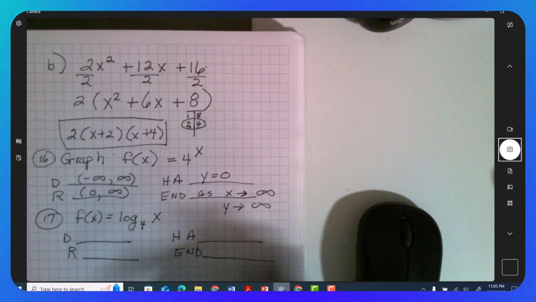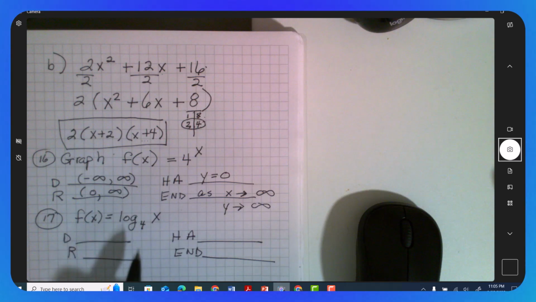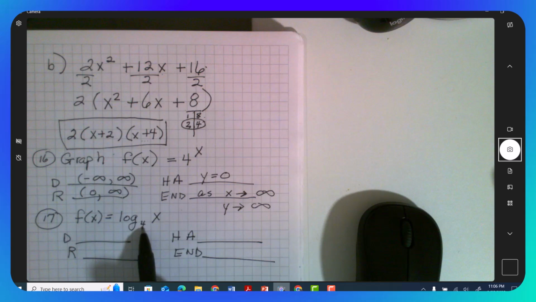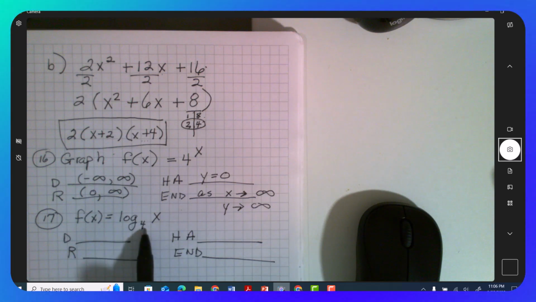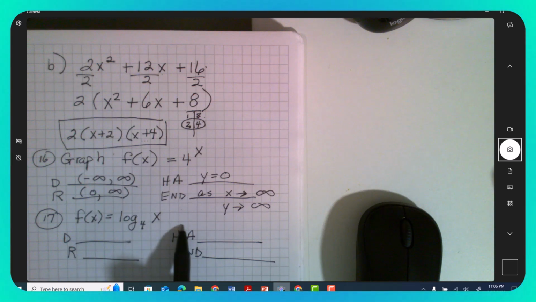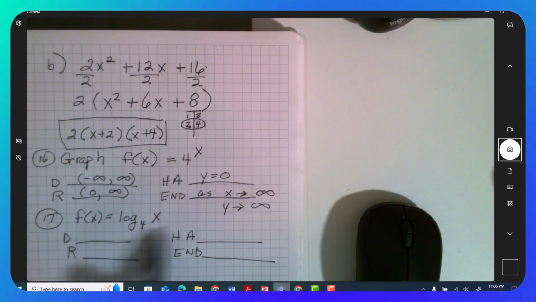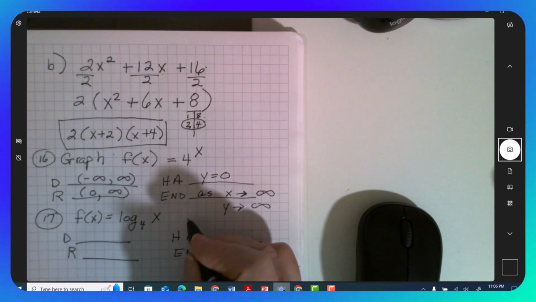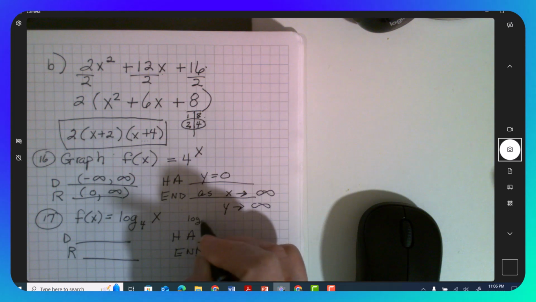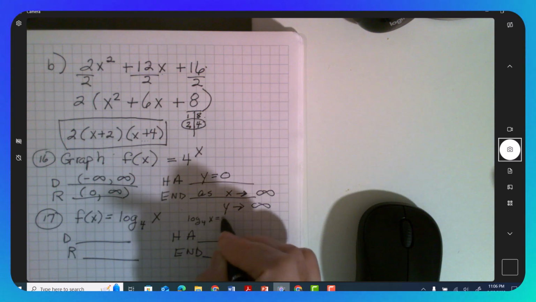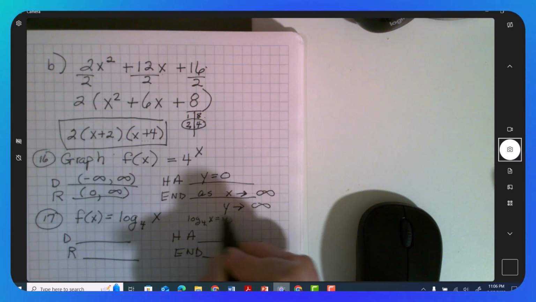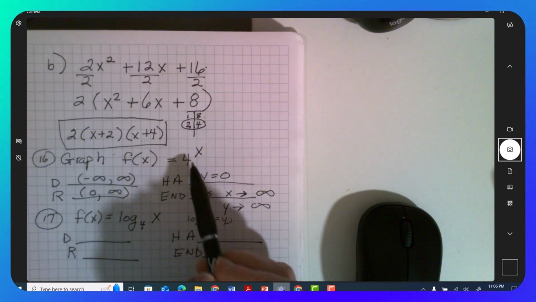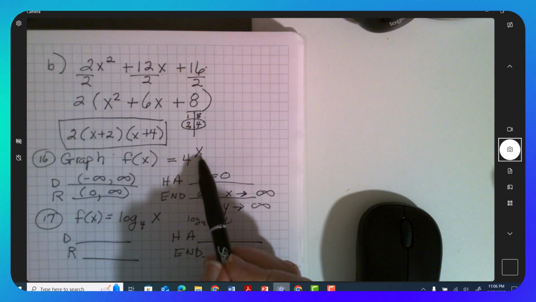All right, now if we have the exponential function, and if I look at the log, this is the inverse, because this would be 4 to the y equals x. f of x is going to be y, so let me write it that way. Log base 4 of x equals y. So this would be 4 to the y equals x. So we're just essentially switching our x's and our y's.